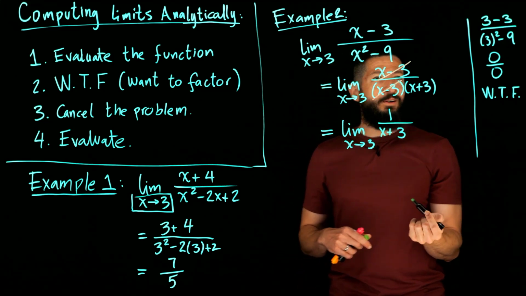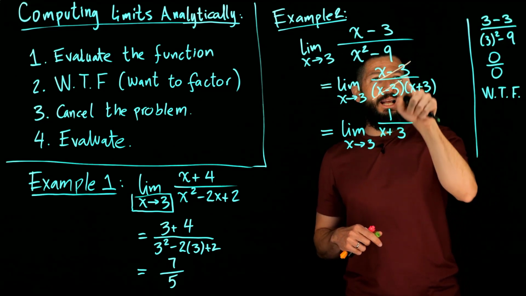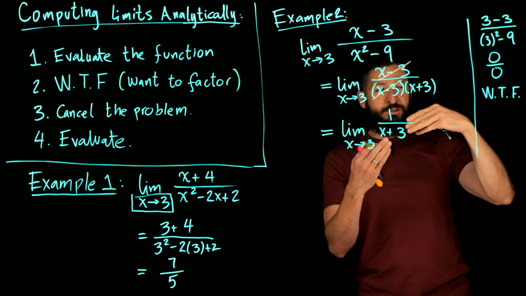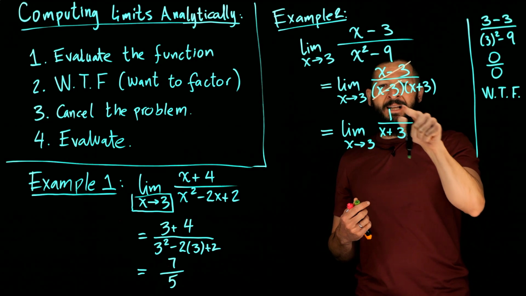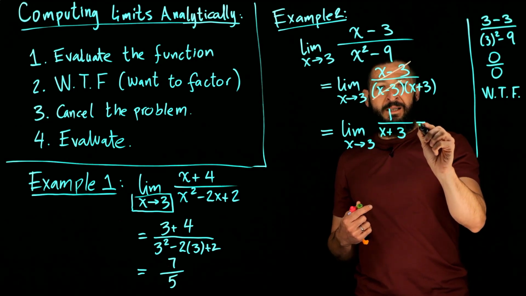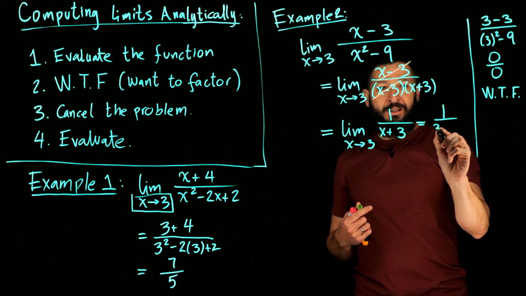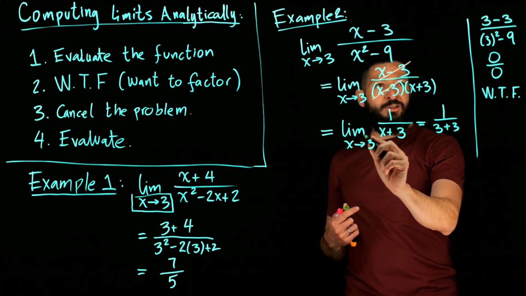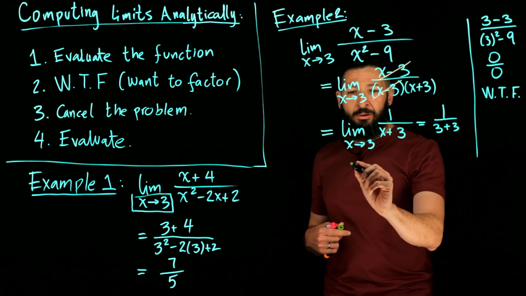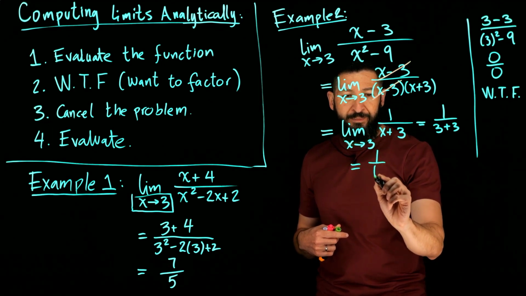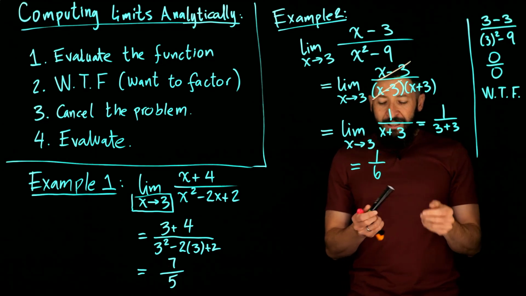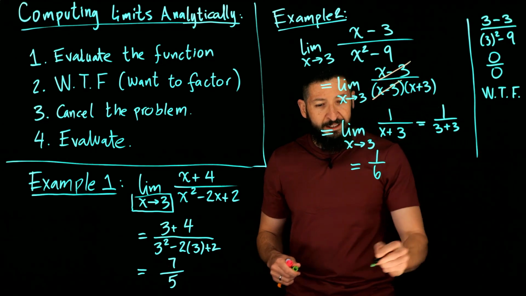So even though the function does not take any value at x equals 3, because you get a 0 divided by 0, as you approach 3, you're approaching the value in the y-coordinate of 1 over 3 plus 3. This first 3 comes from evaluating the function at x equals 3. And that is going to be 1/6. So the function is approaching the value of 1/6. Does that mean it takes it? No, it does not take that value.